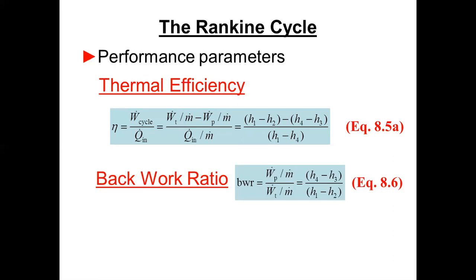The back work ratio is known as the ratio of the pump work divided by the total work produced by the turbine. Both of those we're showing as specific quantities. And so then we can plug in the enthalpy differences for that. So how much work does it take to run the pump divided by how much work do we get out of the cycle?